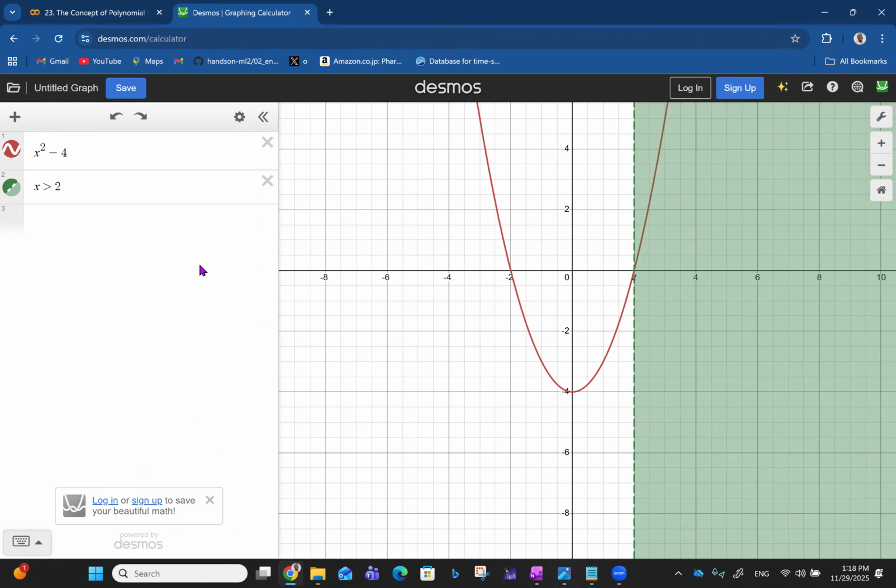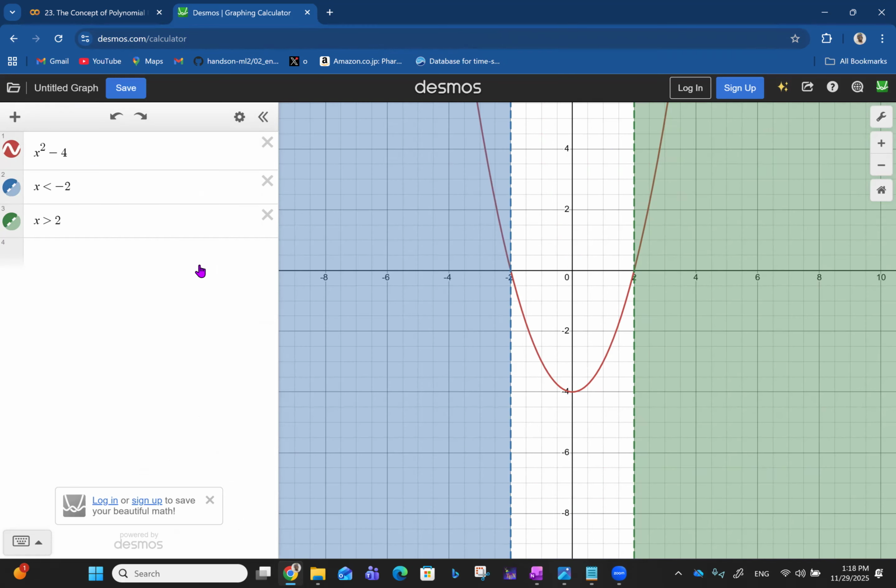Go back to what we had before. Greater than 2. Less than -2. So now we have less than or equal to. So watch out. Right now, these lines are dashed.